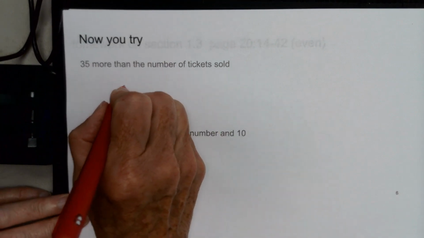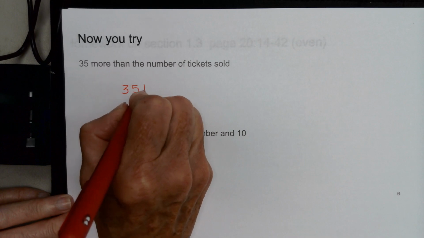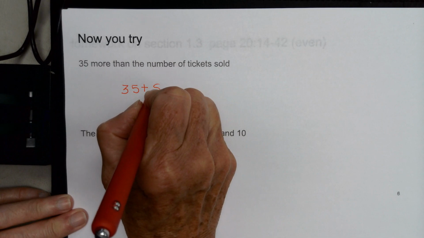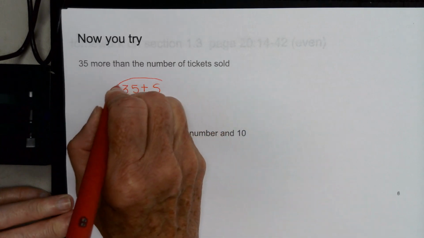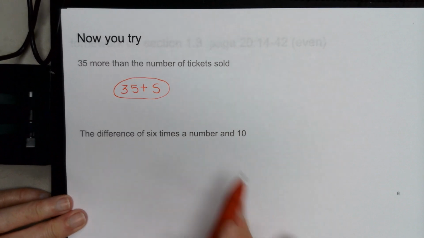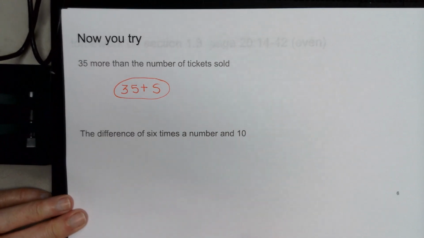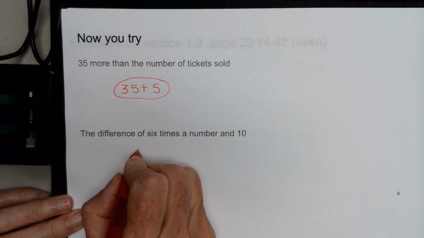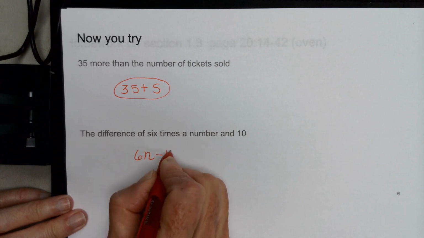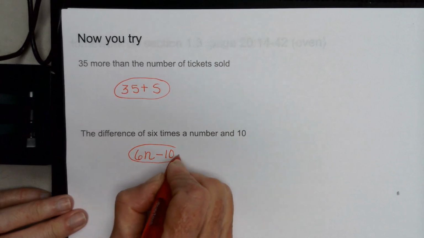35 more would be 35 plus the number of tickets sold. Let's just call it an S. Okay, so I have 35 plus S. You can pick whatever letter you want to use there. Sometimes people don't like the S because it looks a lot like 5. The difference of 6 times a number and 10, if I'm talking difference, I'm talking subtraction. So 6 times a number, we'll just call it n, 6n minus 10.